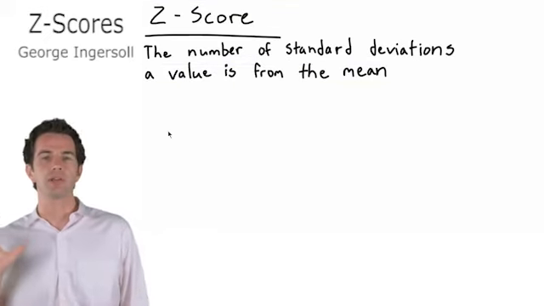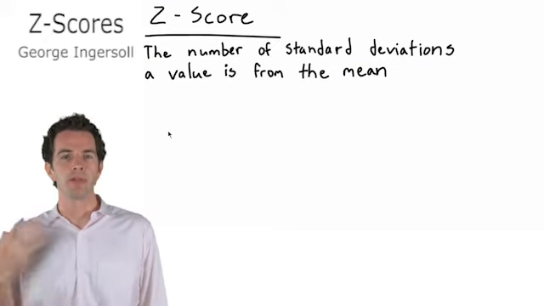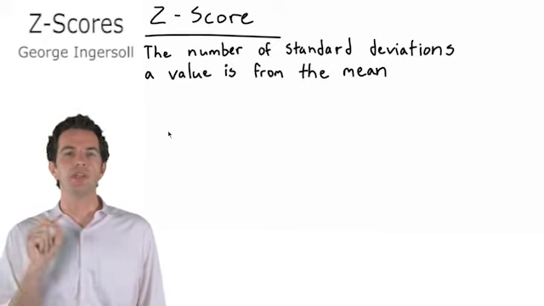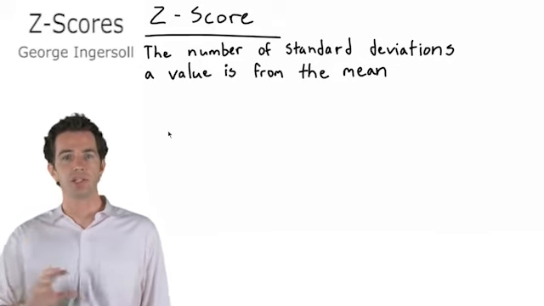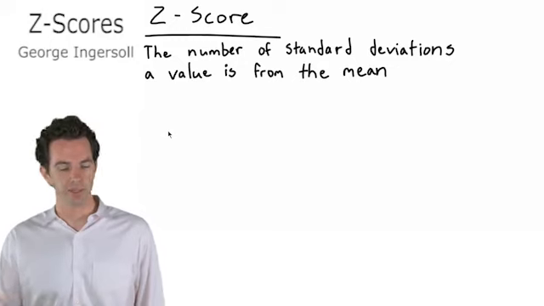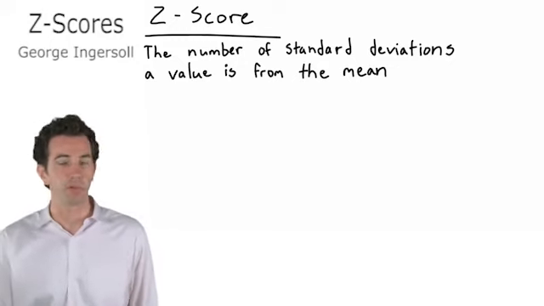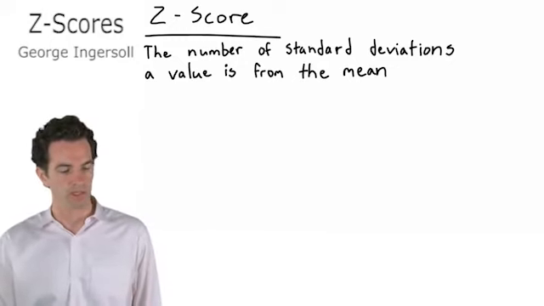And z-scores have a fairly straightforward definition. When you're talking about a z-score, that's just the number of standard deviations a value is from the mean. Again, a z-score is just the number of standard deviations we are from the mean. That's it. So let's use an example we've looked at before to illustrate.